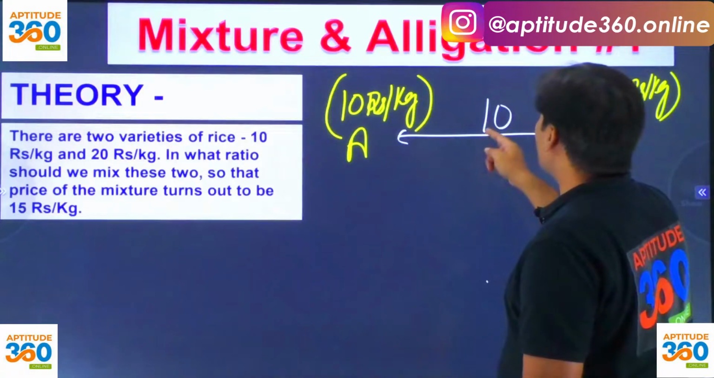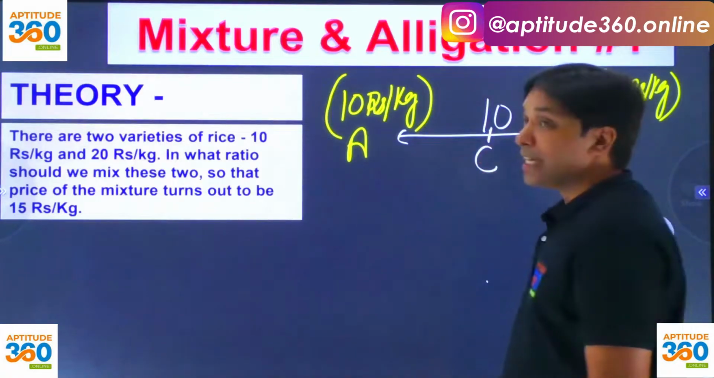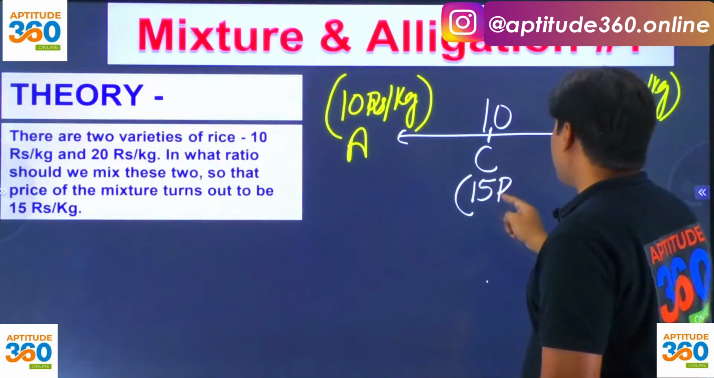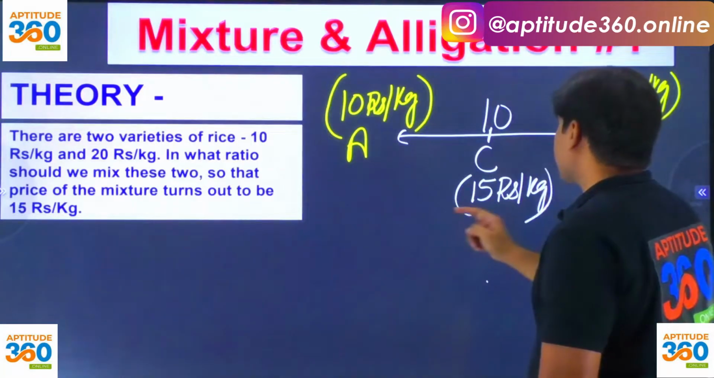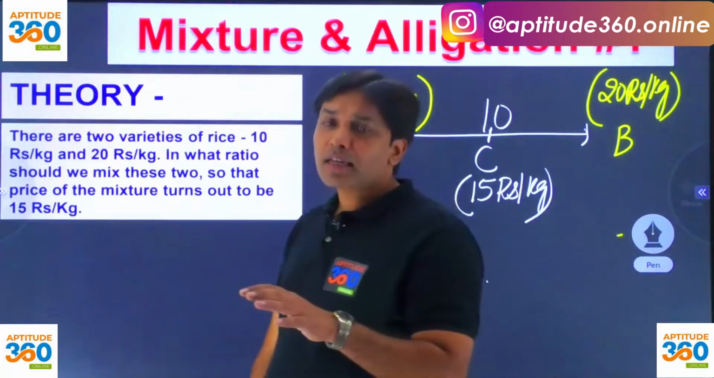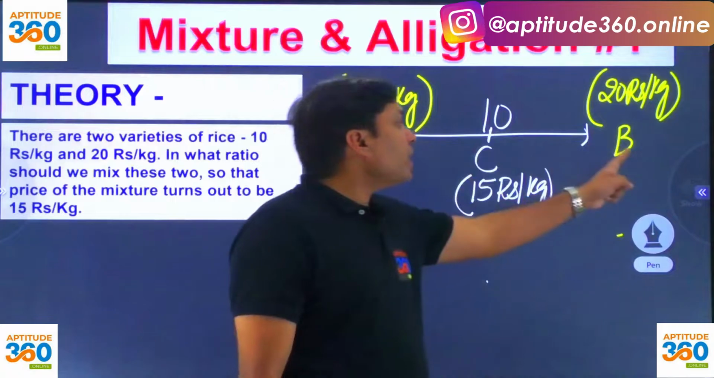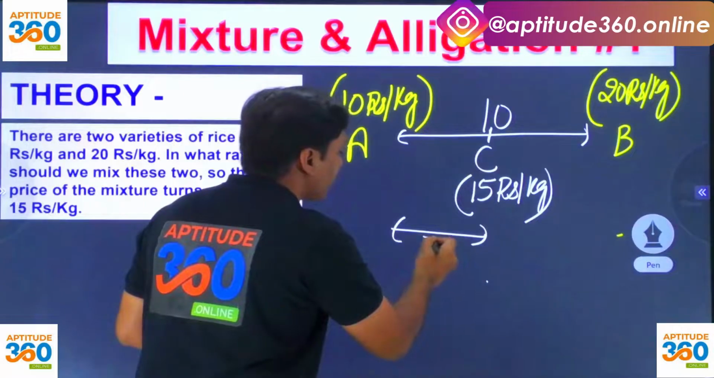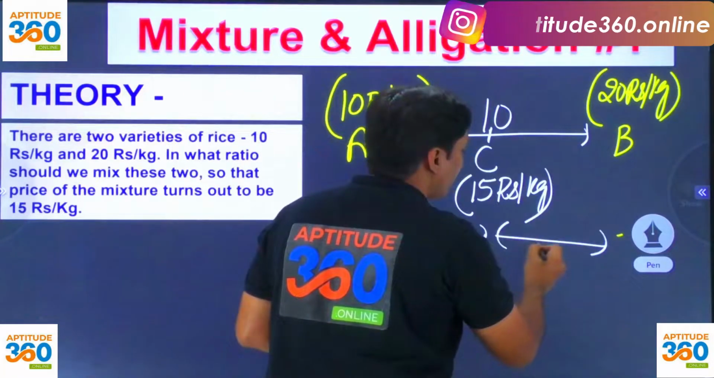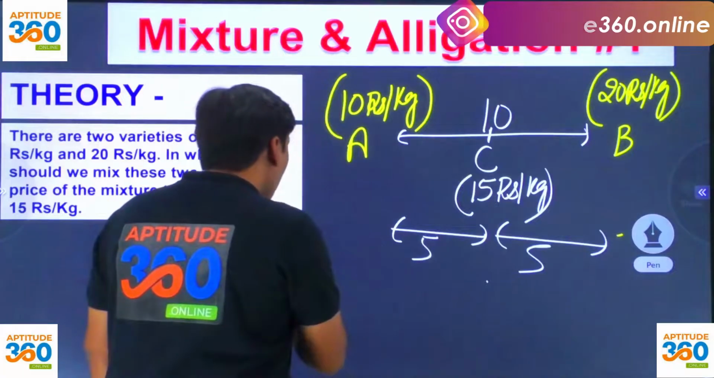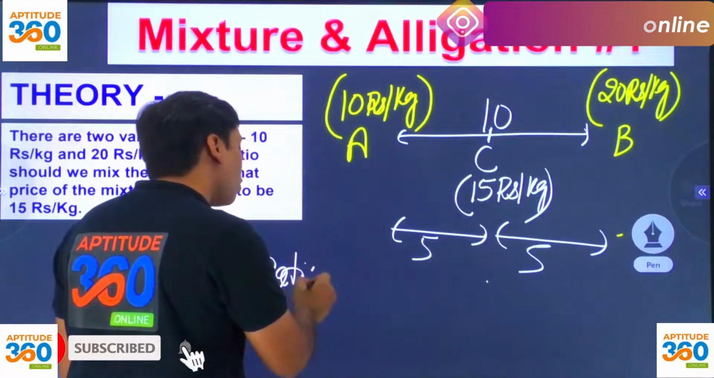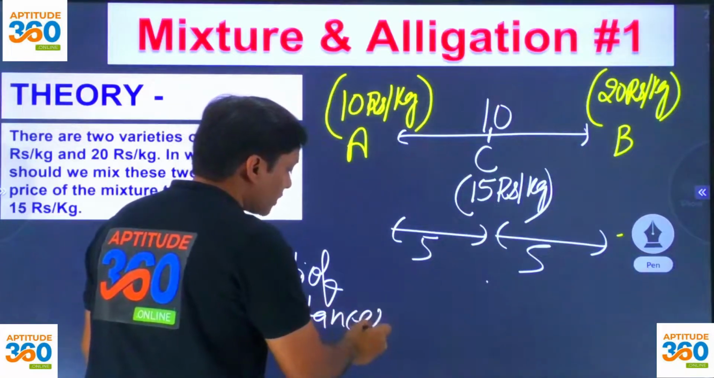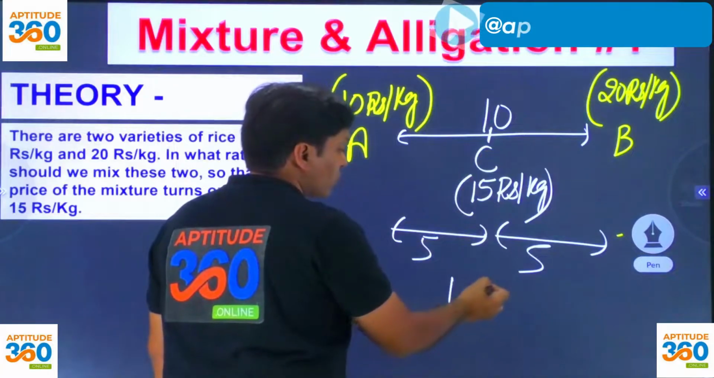Now, what are we looking for? We are looking for a third variety, which is C, and the price of the third variety, the mixture, should be 15 rupees per kilogram. If you look at this, points A and B are equidistant from C. The distance between A and C is 5, whereas the distance between B and C is also 5. So can I write the ratio of distances? The ratio of distances between these two is coming out as 1:1.